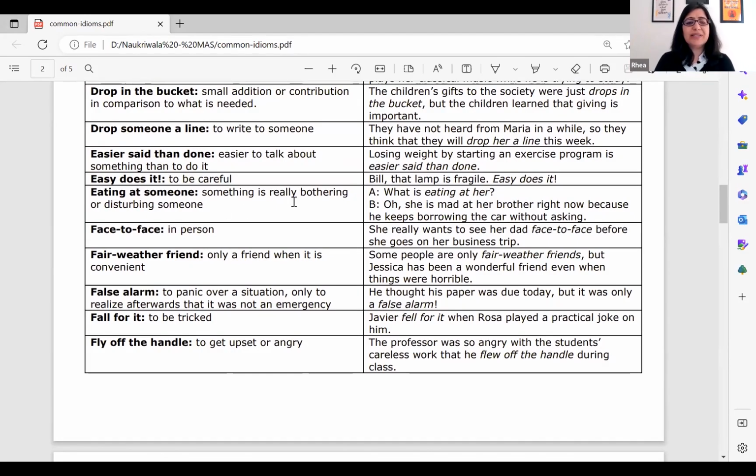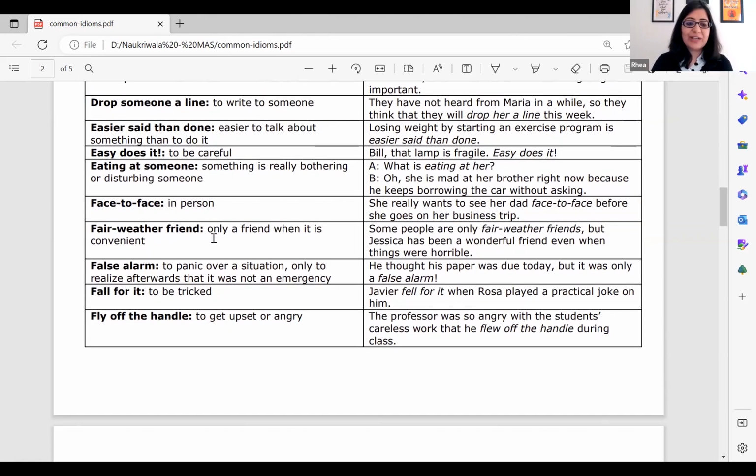Eating at someone. Something is really bothering or disturbing something. This thing is really eating my mind, which means it's really bothering me. Face to face, which means in person. Fair weather friend. Okay, this is a very common one.